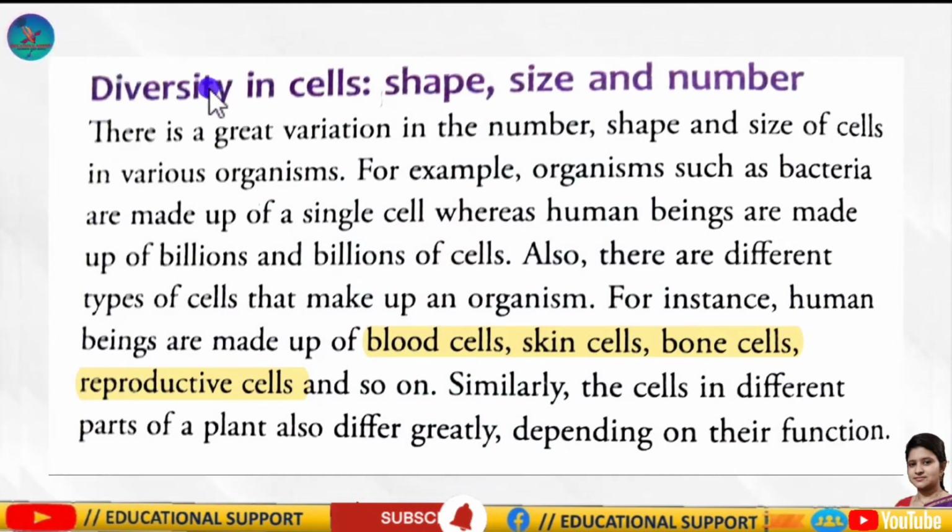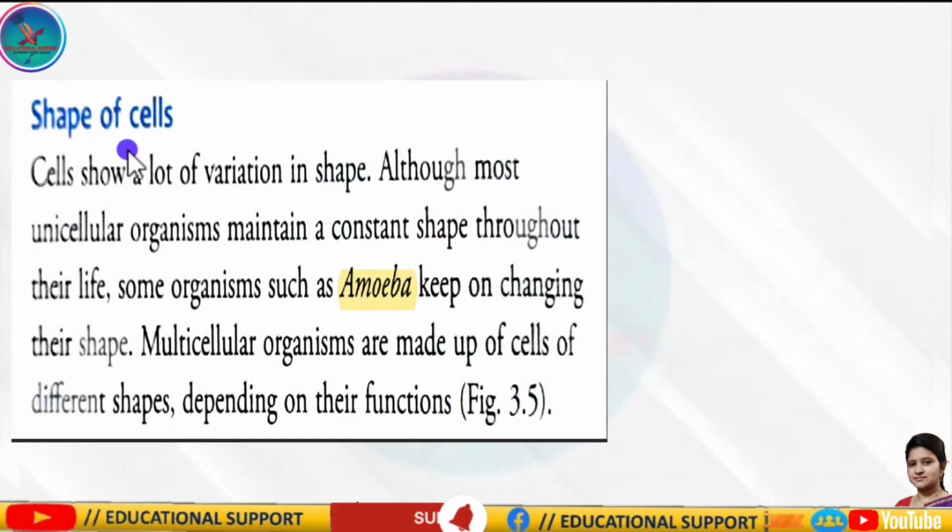So first is diversity in cells: shape, size and the number. Diversity means there is a great variation in number, shape, size of the cells in various organisms. For example, bacteria are made up of a single cell, whereas humans are made up of billions and millions of cells. For example, human beings are made up of blood cells, skin cells, bone cells, reproductive cells, and so on. So next we discuss the shape of cells.